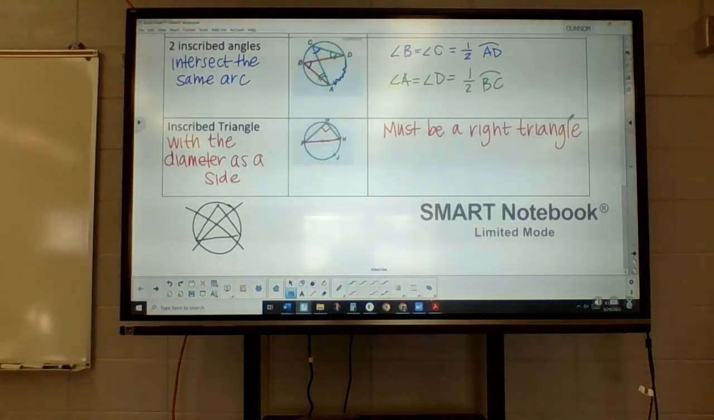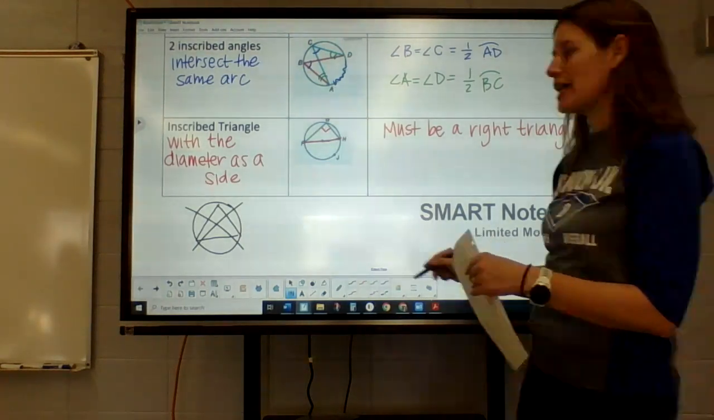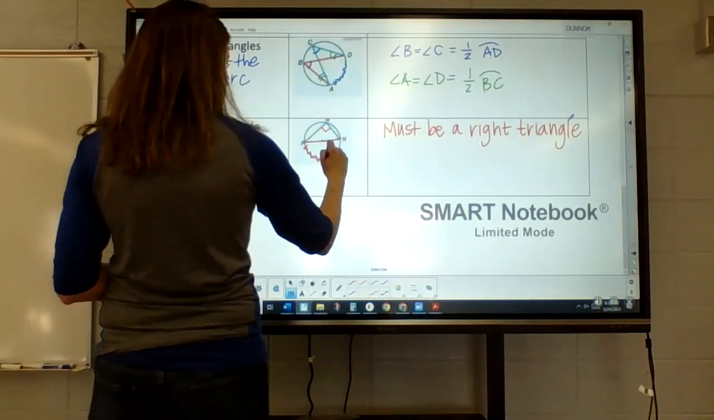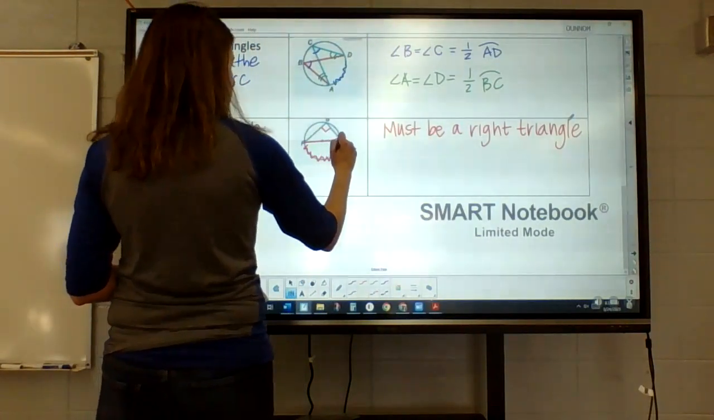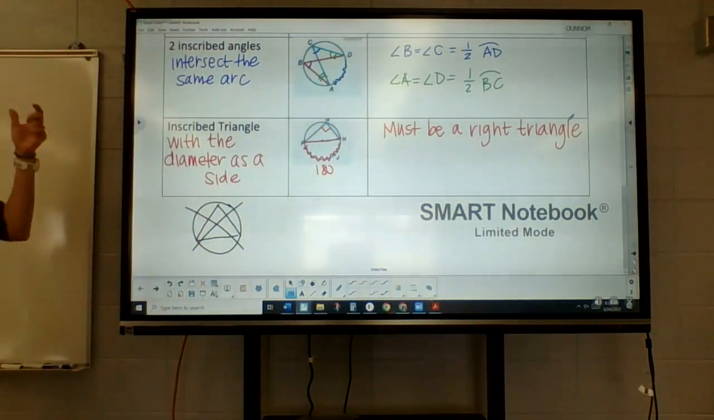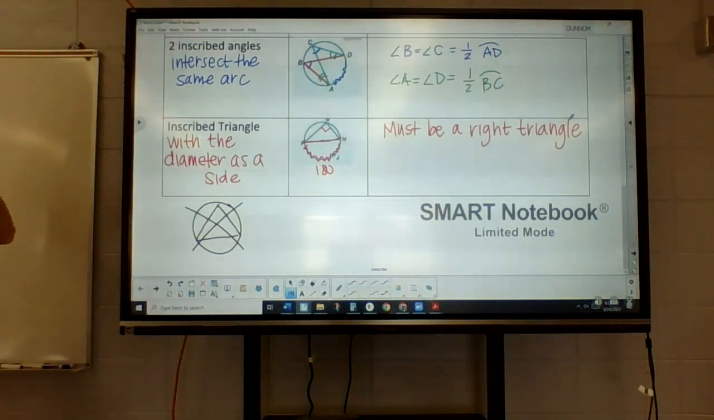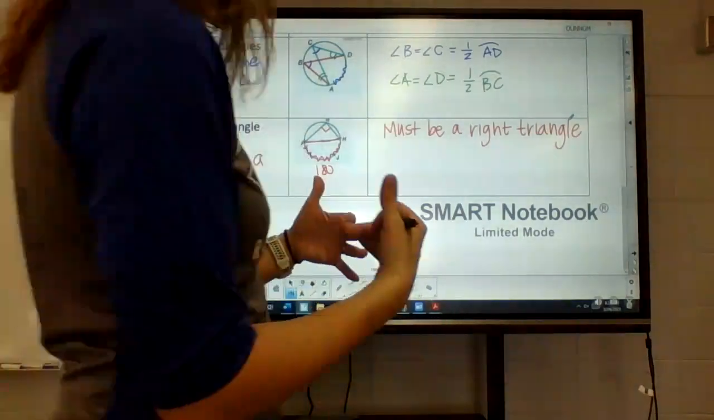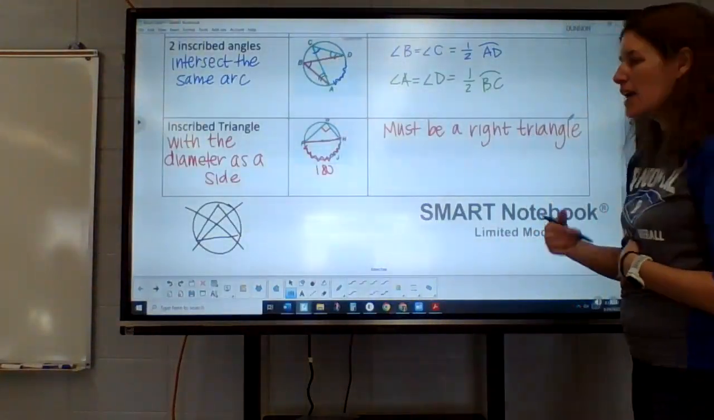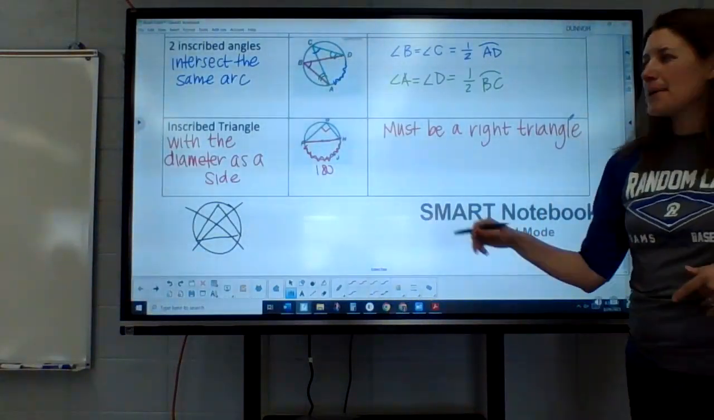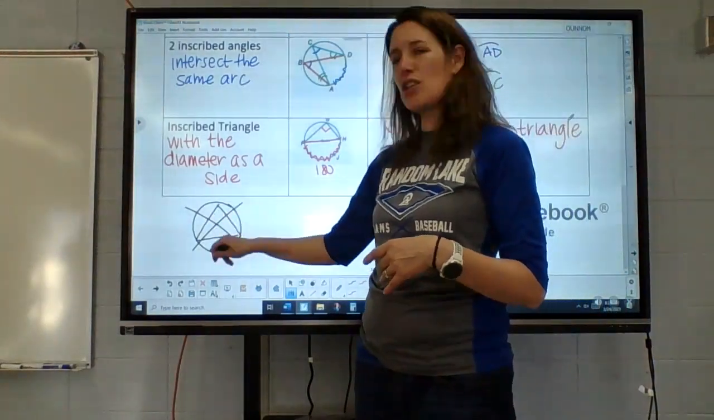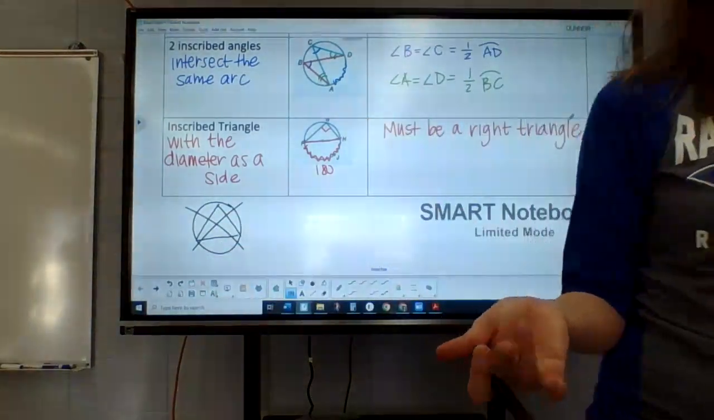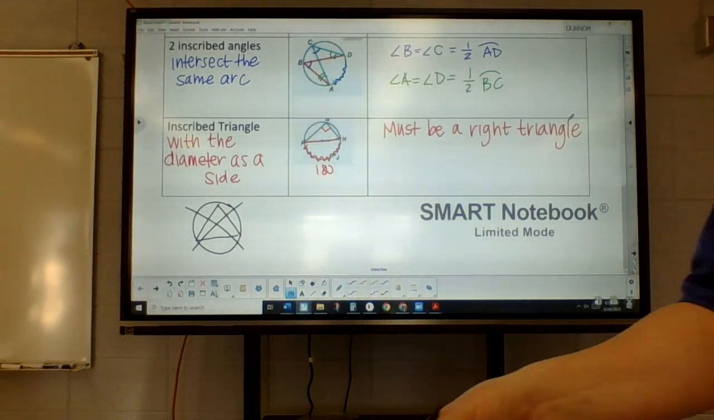And again, it's because the diameter is that side, that this over here would equal 180, and that one over there is supposed to be half of that. There are a lot of reasons why that is, so you don't have to just worry about memorizing it. It's always going to be a right triangle. But again, that's only if a diameter is a side. So the one I drew down here is a bad example because the diameter wasn't a side.